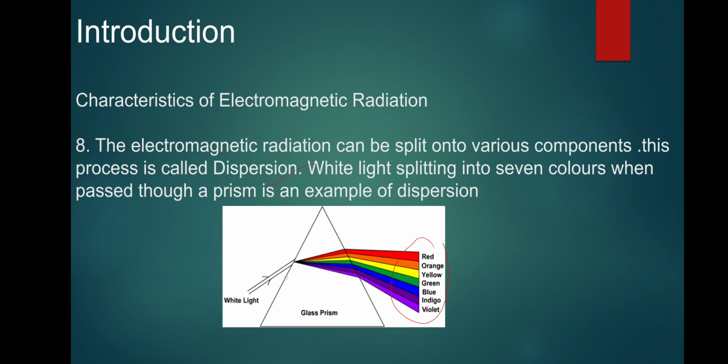When you pass white light through a prism, it will divide into violet, indigo, blue, green, yellow, orange and red. That is what we call VIBGYOR.